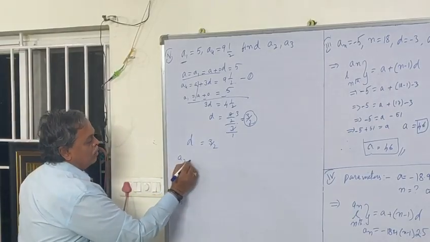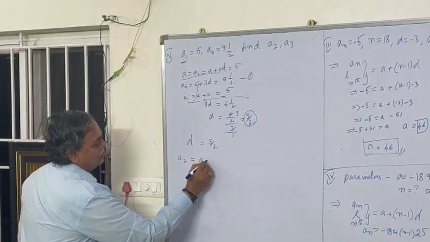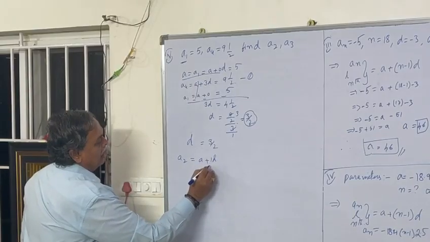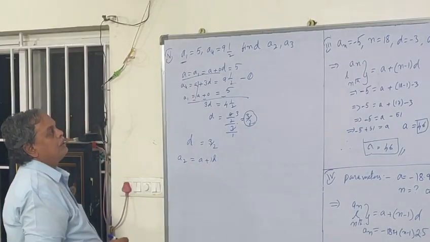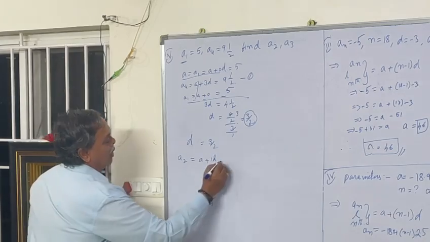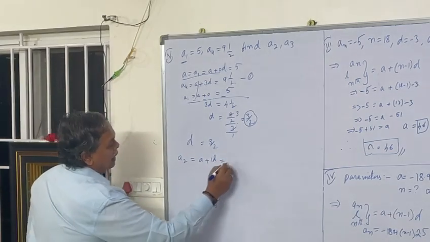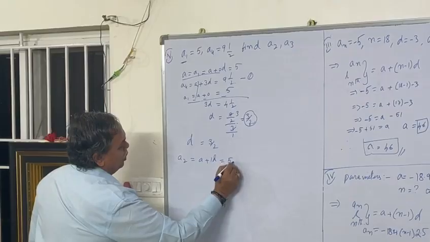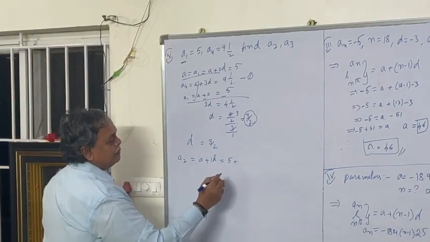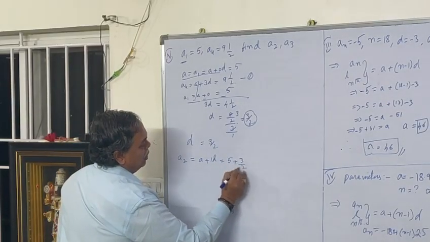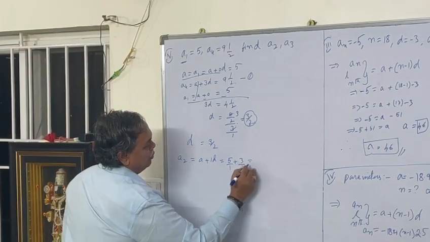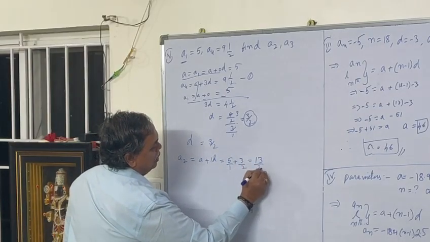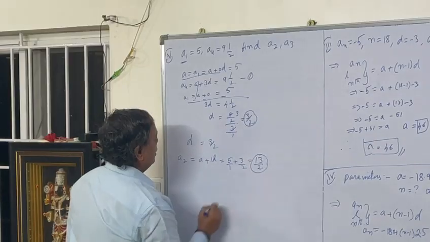A2 is equal to A plus 1D. What is A? A is 5. A2 is equal to 5 plus 1D, how much? 3 by 2. Then it has become 2 5s are 10 plus 3 is 13 by 2. 13 by 2 is A2.